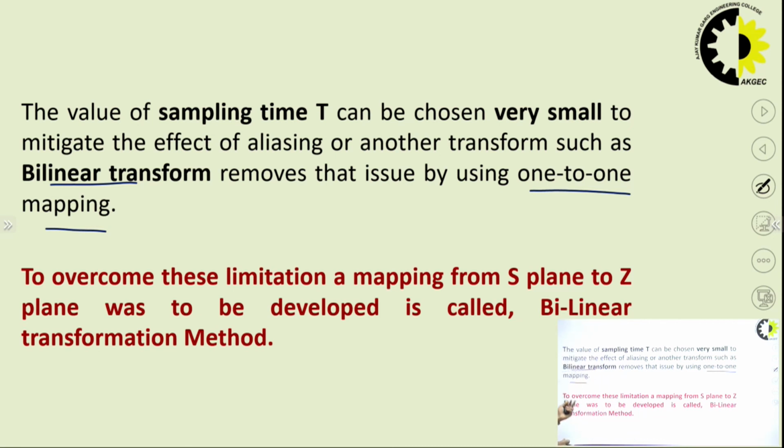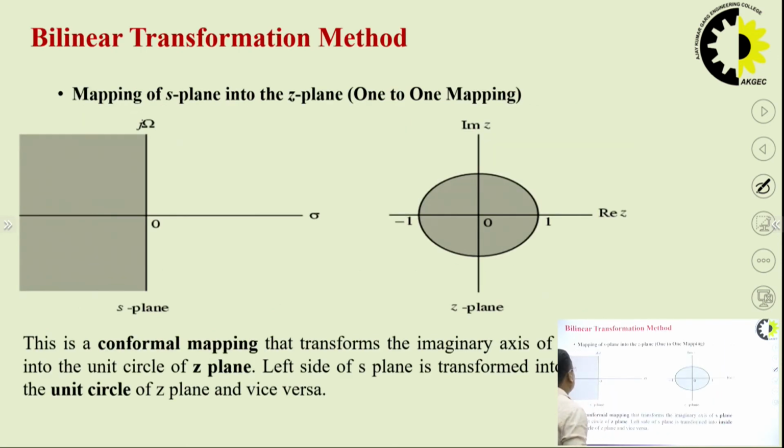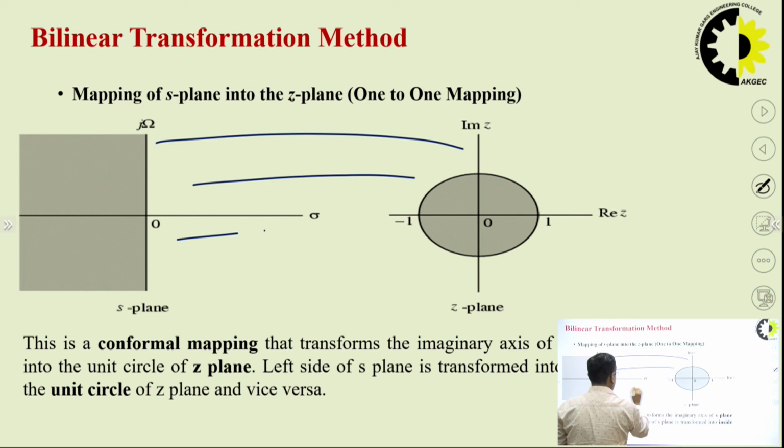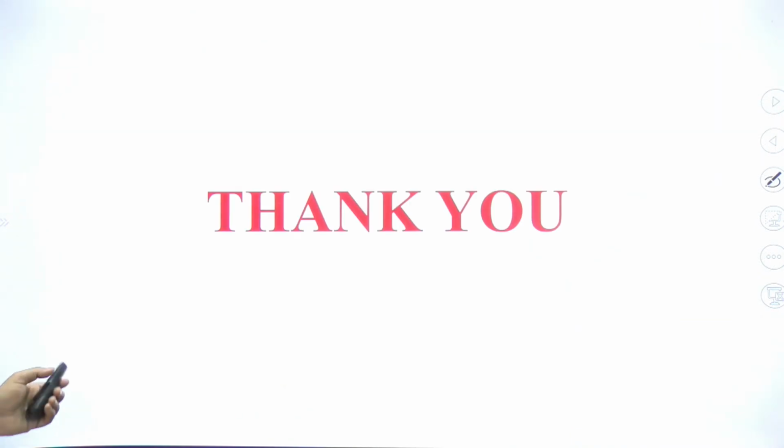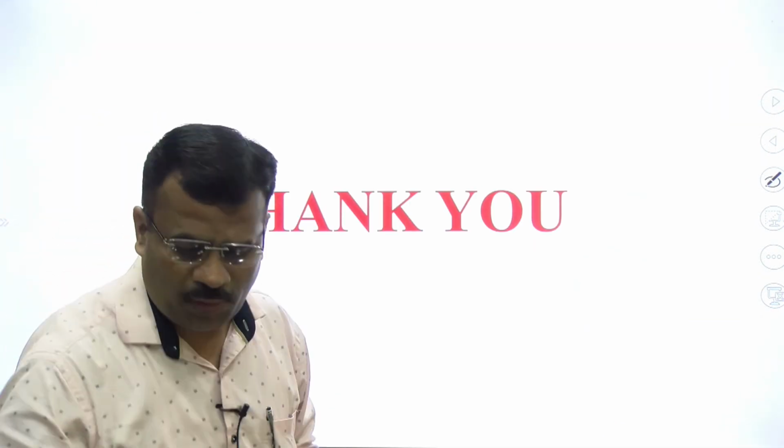So to overcome the limitation of mapping from S plane to Z plane in the impulse invariant method, we need another transformation method that is called the bilinear transformation method. It will be based upon one-to-one mapping, not many-to-one. So that's all about the impulse invariant method. That's from my side.